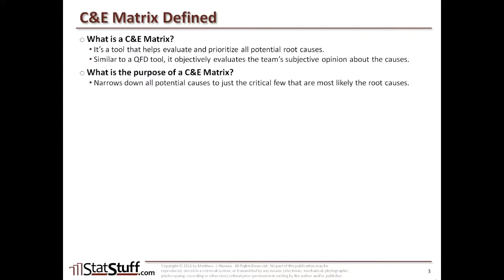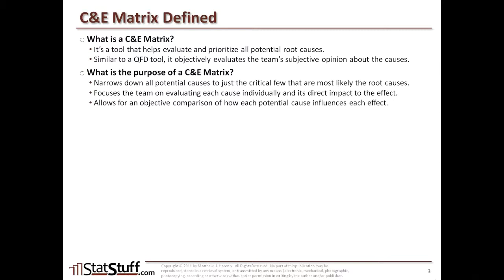It's a way of narrowing down all potential causes to just the critical few that are most likely to be the root causes. It helps the team to focus on evaluating each cause individually and the direct impact that each one has on the effect. It also allows for an objective comparison for how each potential cause influences each effect.